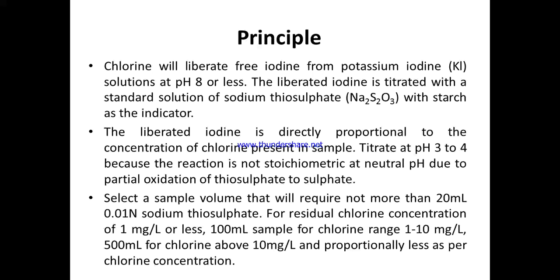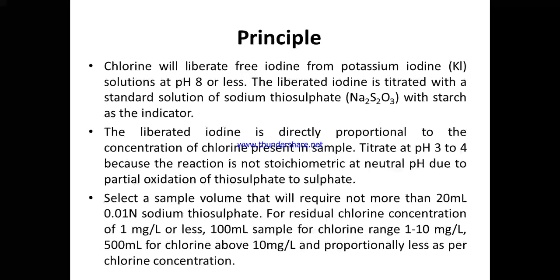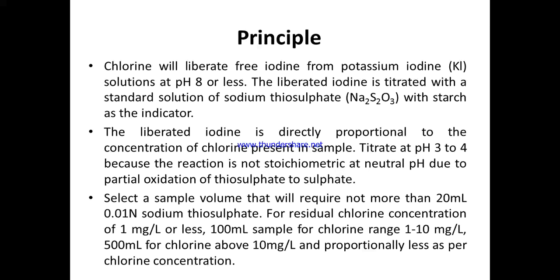So the liberated iodine is titrated with a standard solution of sodium thiosulfate, okay, Na2S2O3, and it is having a concentration of N/50, okay, with starch as indicator. The liberated iodine is directly proportional to the concentration of chlorine present in the sample. So titrate at pH 3 to 4 because the reaction is not stoichiometric at neutral pH due to partial oxidation of thiosulfate to sulfate. It might be a bit confusing when I am explaining these things, but when I will show you the lab video, it will be more understandable to you all.